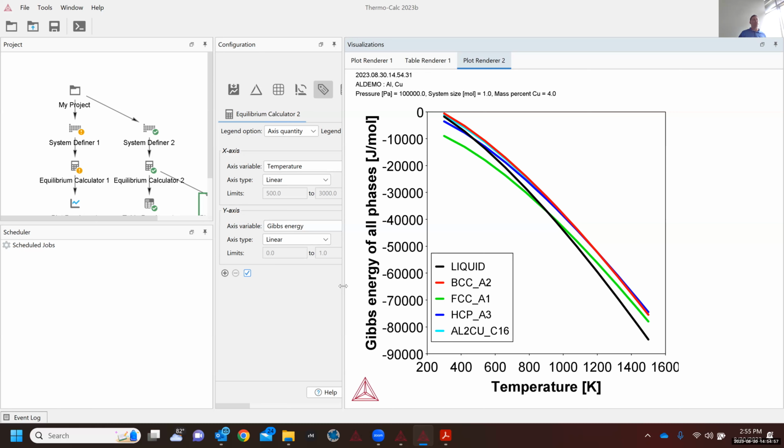The lowest Gibbs free energy is stable. So we can calculate delta G. For instance, one of the things that I've been doing a lot is calculating martensite start temperatures in steels.